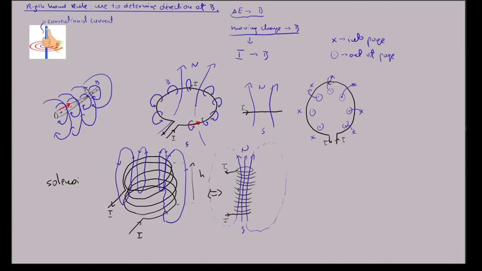Now you should understand the shapes of the magnetic field for a single wire, a straight wire, for a loop, and for a solenoid.